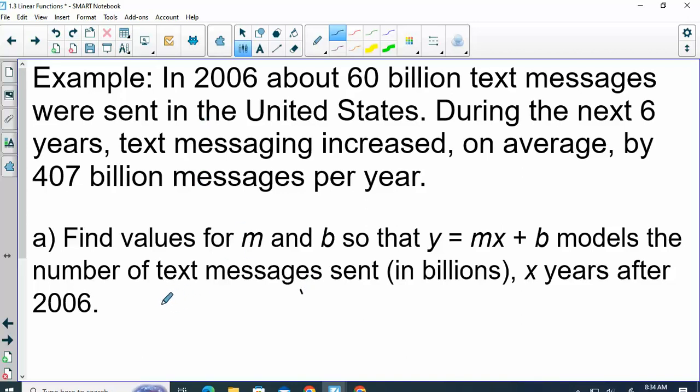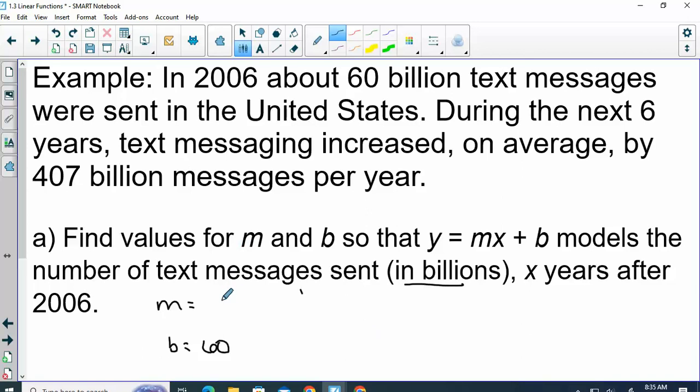We need to know M and B. B is the y-intercept. That's like our starting value. Okay, we're talking about the number of years after 2006. So our starting value would be how many messages were sent in 2006. And this says we're already going to use it in billions, so we can just do 60 here.